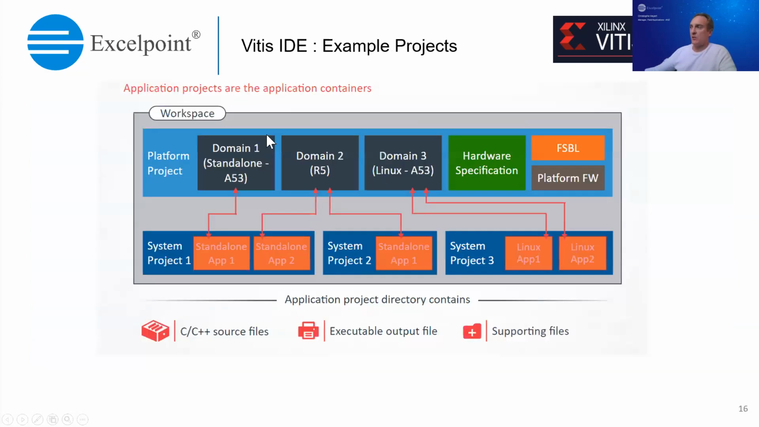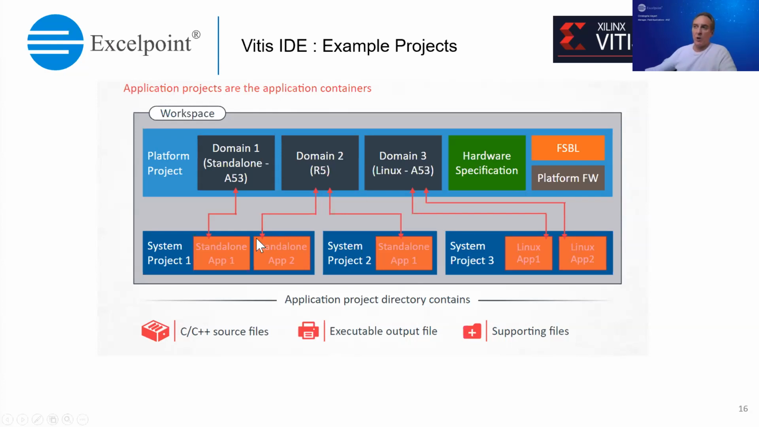So this slide here shows a slightly more complex setup where you have a platform project, but consisting out of 3 system projects. So the first system project contains 2 standalone applications. One application is based on domain 1, targeting the Cortex-A53 processor. The second application is based on domain 2, targeting the R5 processor. The second system project contains just 1 application, which is also based on domain 2, targeting the A53 processor.